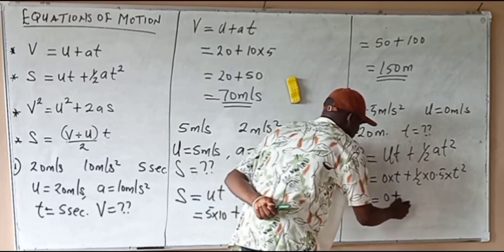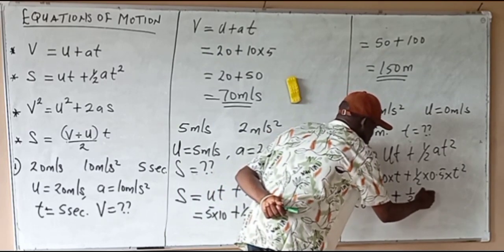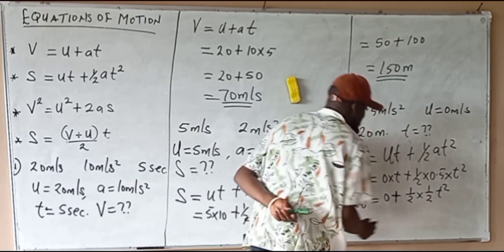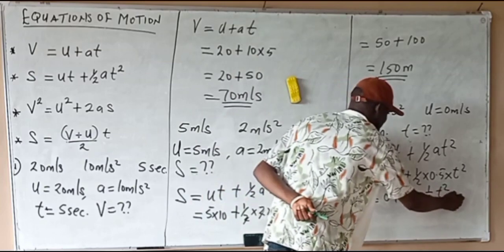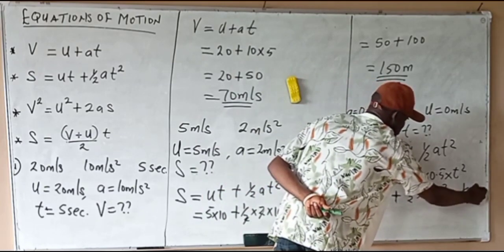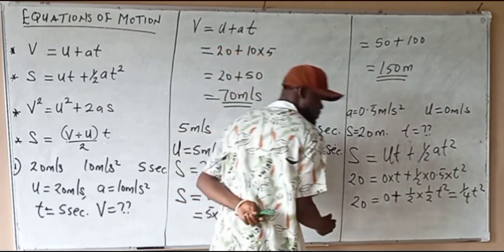Remember, 0.5 is the same as 1 over 2. Then t squared. So 1 over 2 times 1 over 2 gives us 1 over 4. So we have 20 is equal to 1 over 4 t squared. Let's cross multiply.